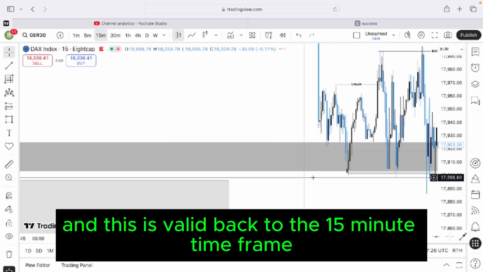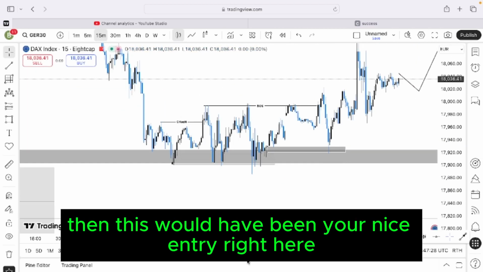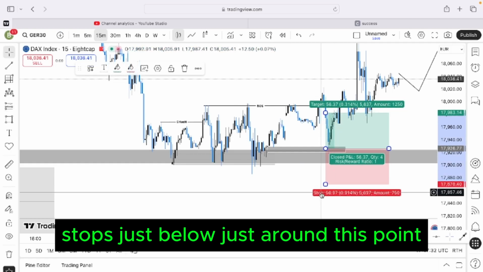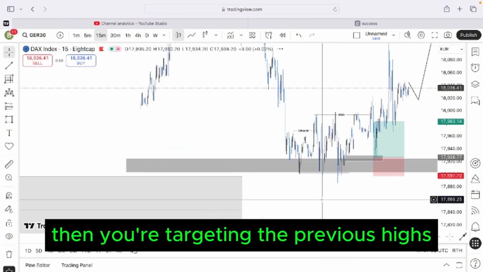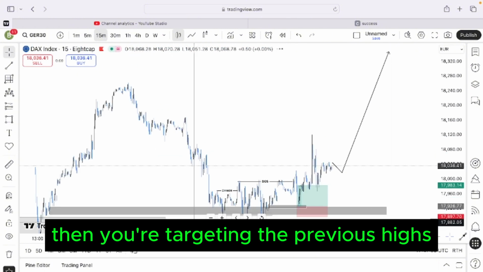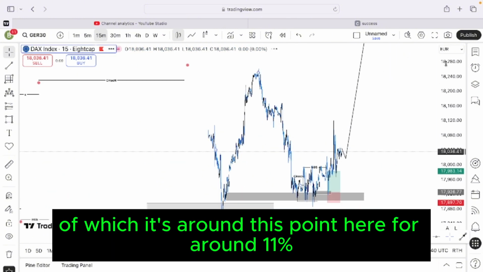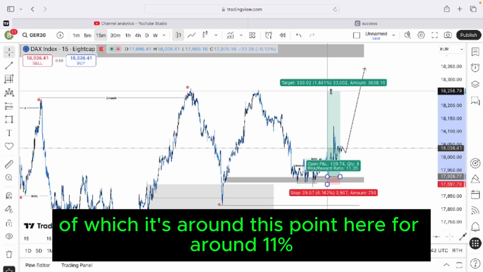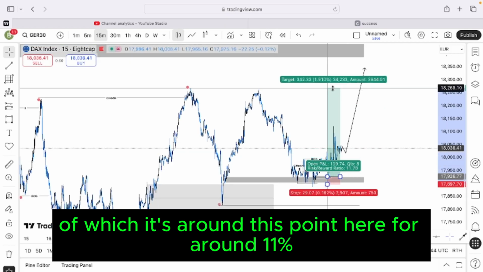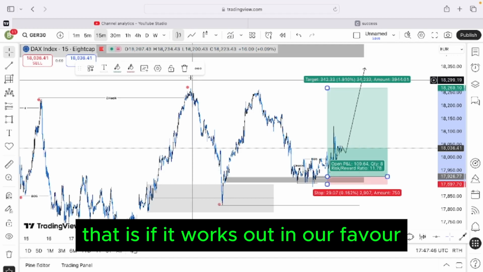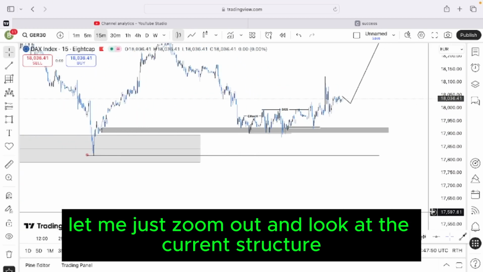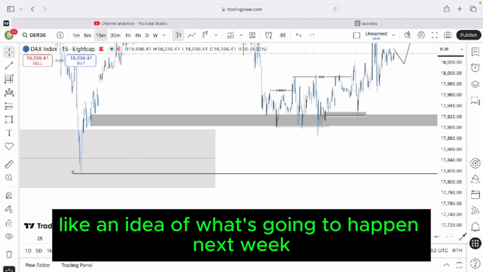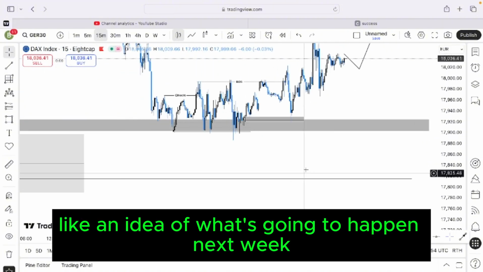Back to the 15-minute time frame, then this would have been your nice entry right here. Stops just below, just around this point. Then you're targeting the previous highs, of which is around this point here, for around 11%. That is if it works out in our favor. So let me just zoom out and look at the current structure so that we can have an idea of what's going to happen next week.